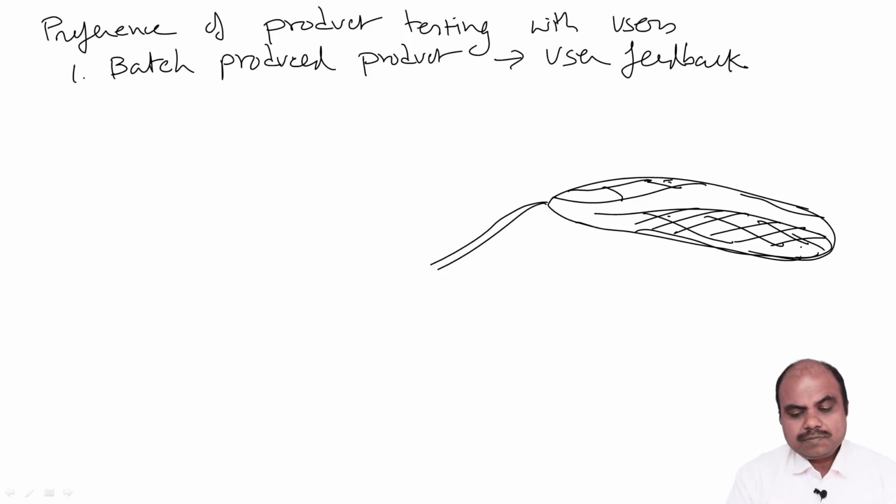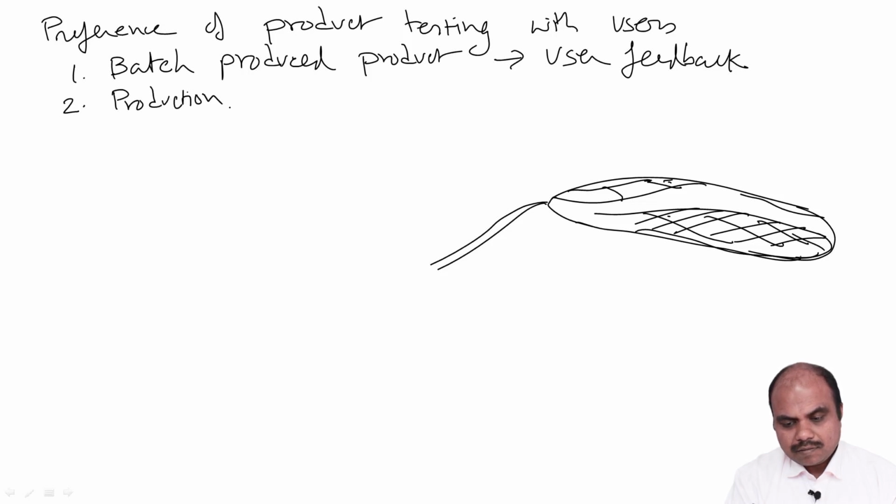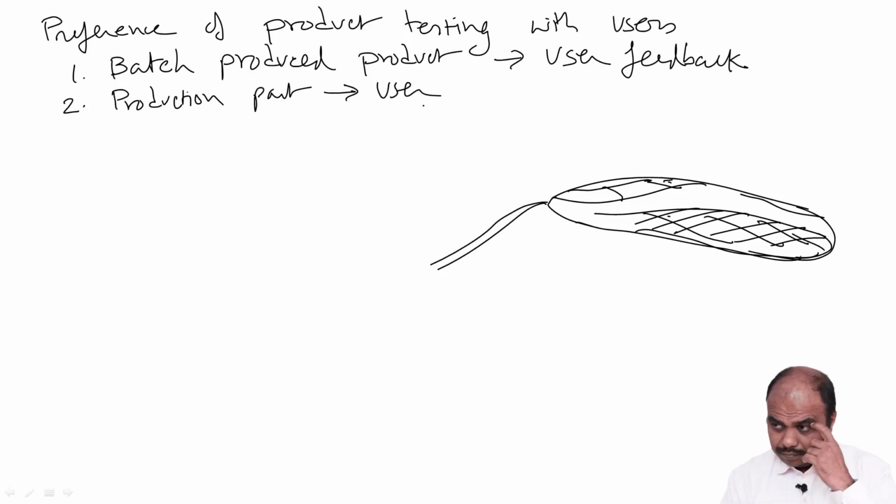In case this is not possible, what is the next step? Next, we can have a production part, and this we can show to the user for feedback. Now, if that is also not possible at this stage when we are getting the user's feedback, then what we can do is take a working prototype.